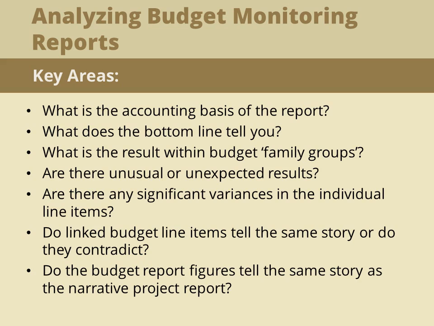What is the result within budget family groups? For example, budget items in the same area such as staff costs, project inputs, and admin costs, etc. Is spending overall on target across the group? Again, if the result is within plus or minus 10% from the budget, this is generally acceptable.